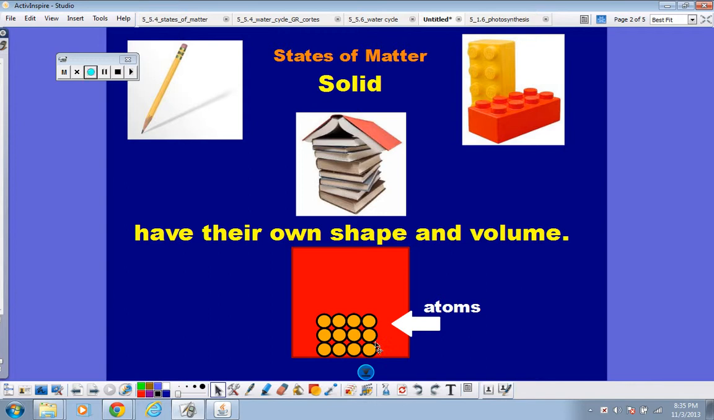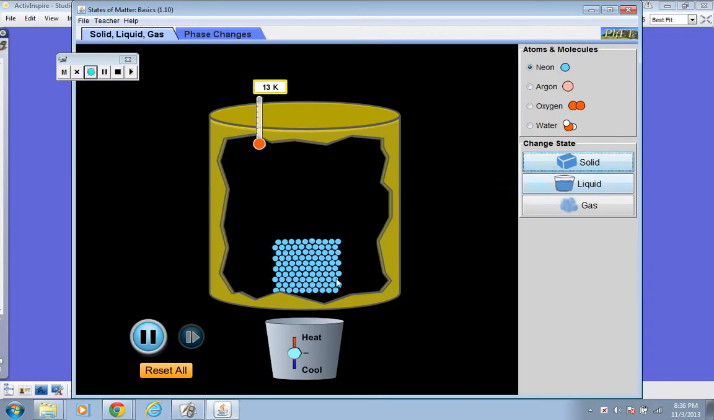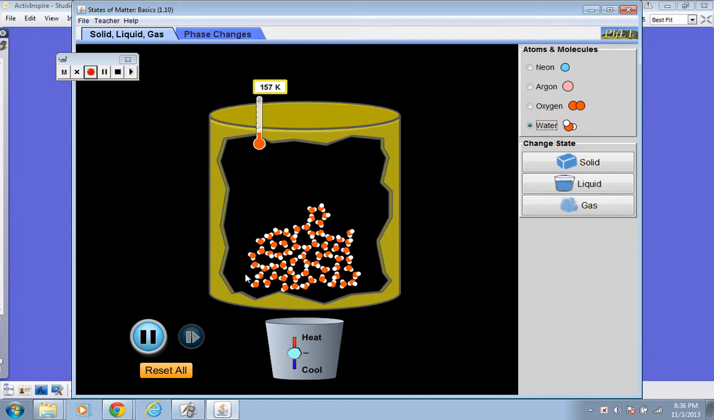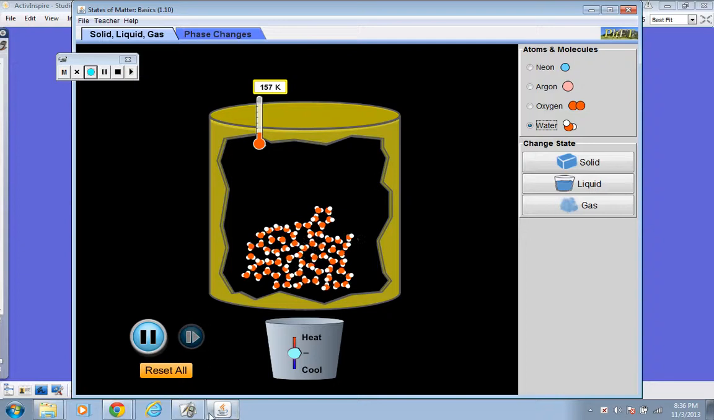And this is what the atoms in a solid look like. Let's take a closer look at those solid atoms. So we can see when I click solid, the atoms in solid, they're stuck together. And this right here, this is neon. You can find that on your periodic table. This is what the atoms in argon look like. You can see they're still stuck together when they're solid. Here is oxygen. The solid oxygen molecules are stuck together. And here is water. All of those molecules are stuck together. So that is what the atoms look like in a solid.